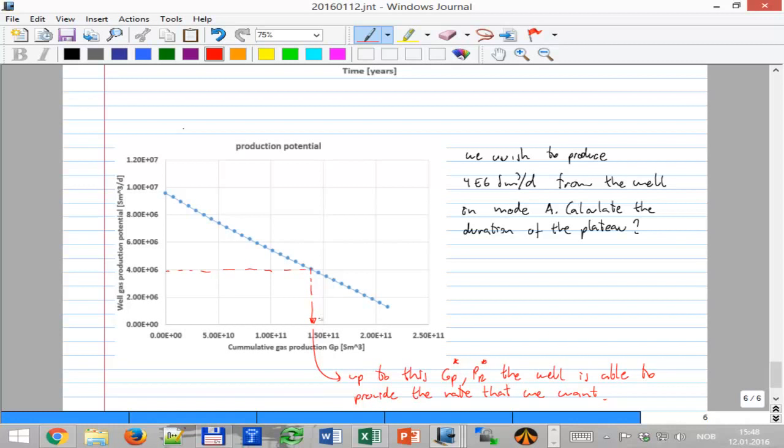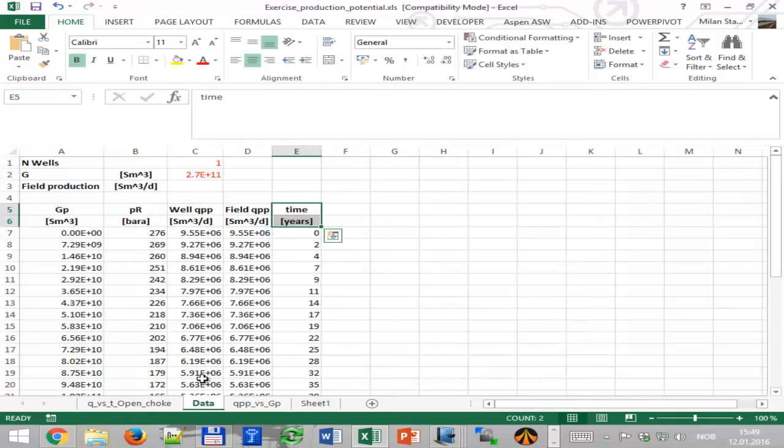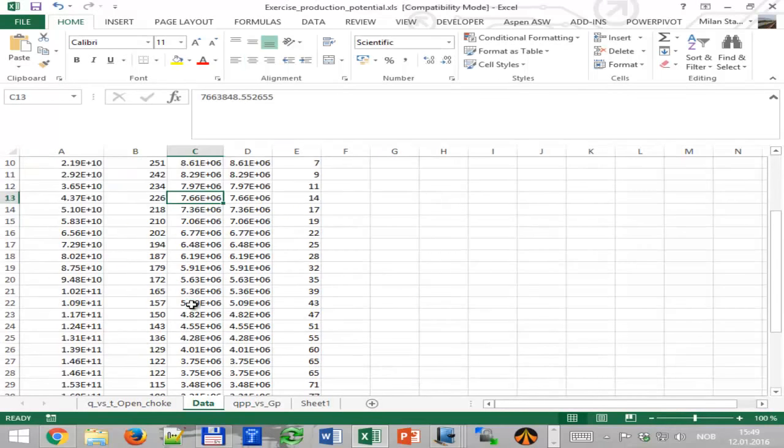I just calculate the plateau by taking this GP star. The duration of the plateau is just equal to GP star divided by the plateau rate. Of course we want to take it in years, so we divide by 365, the number of days in 1 year. So how much is that? If you go now to the Excel sheet and look at the data, we are looking for 4 million. 4 million is here. We say more or less that's the value that we want, and this is the cumulative production. So we make the calculation here.